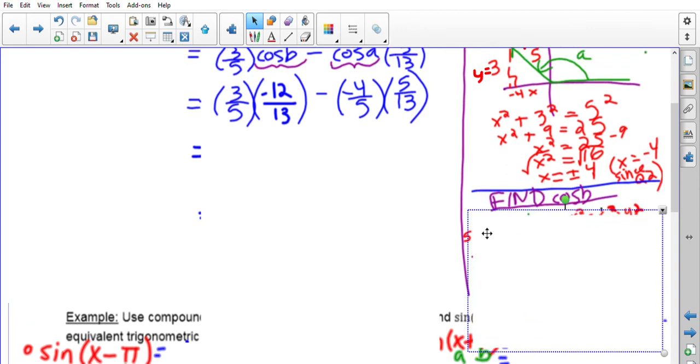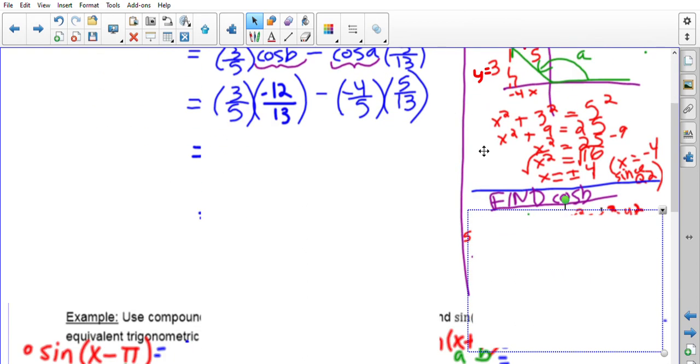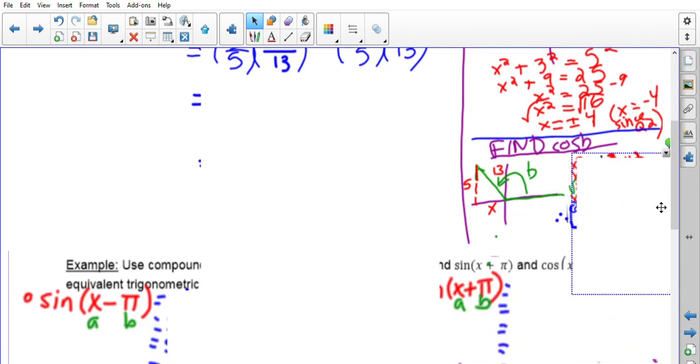So cos B is dealing with angle B, so we have to work with this ratio now. The 5 over 13 of sine, so opposite over hypotenuse. I want you to do your drawing again. We know it lands in quadrant 2. We don't know what x is, but we know that y is 5 and r is 13.